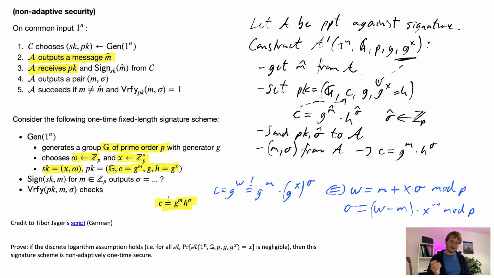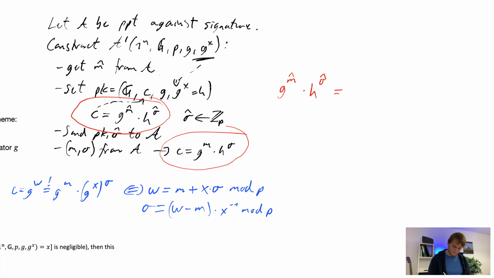For this, we take the two equations that we have, this one and this one. And notice that we know the m hat and sigma hat, and we know m and sigma. And essentially from this we will compute x. So if we write this down, and then we can just see how we can compute x.